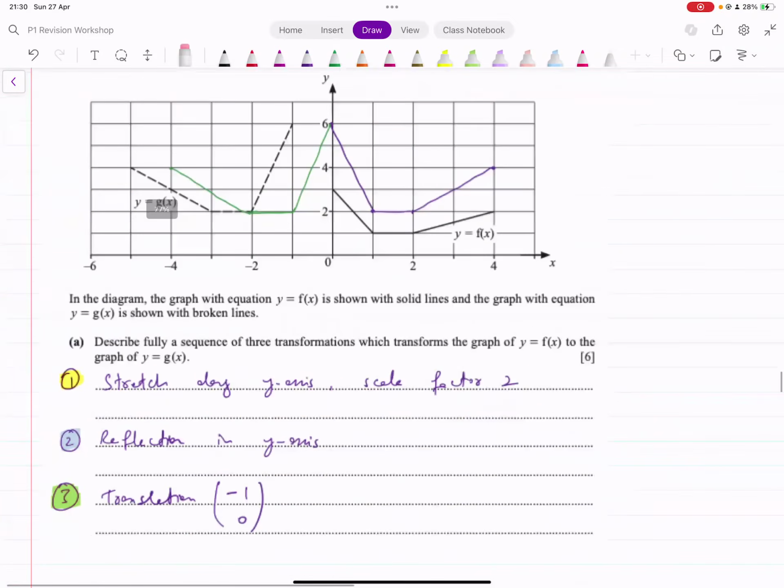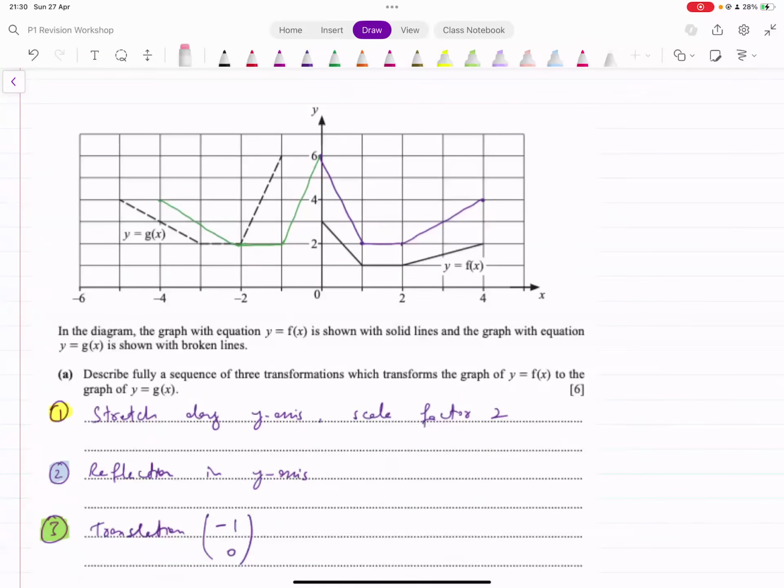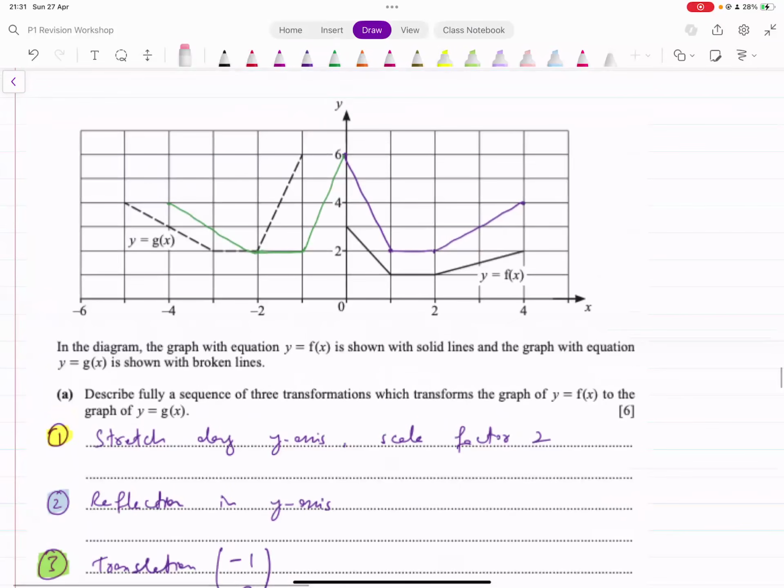Another very similar example, you have to spot this transformation. This is the original graph. Let me share that for you. This is the original graph, the highlighted one. And this is going to become this dotted graph. Now, how do you figure out what transformations are happening?